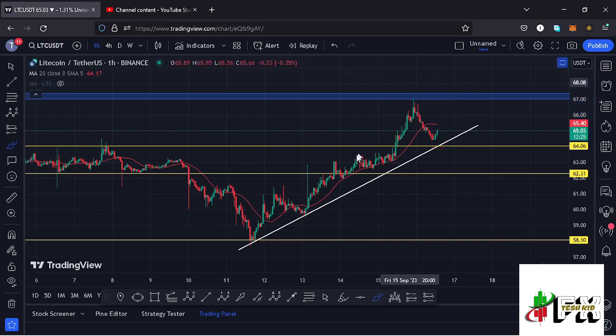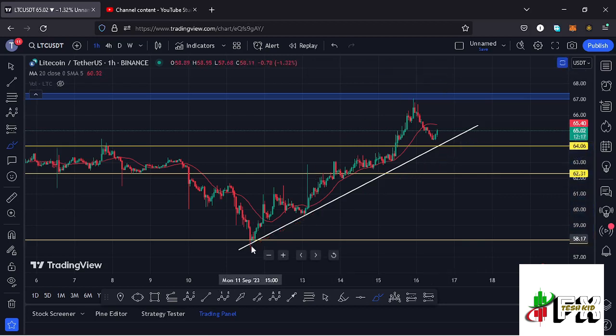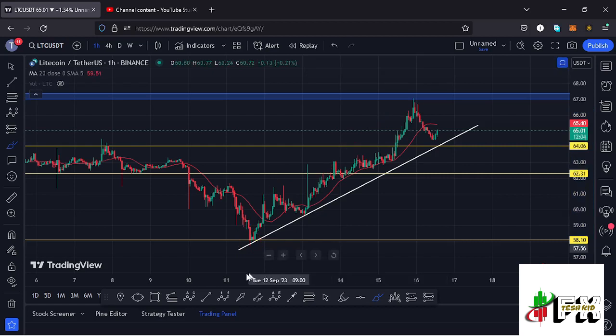And I believe that the move that we are seeing here on the charts, holding above this ascending trend line, has been obeying the Elliott structures. You can see that after the low that we made on the 11th of September at around the $57.59 mark, Litecoin has been seeing this massive bounce to the upper side in a move that we can first term as a wave 1.